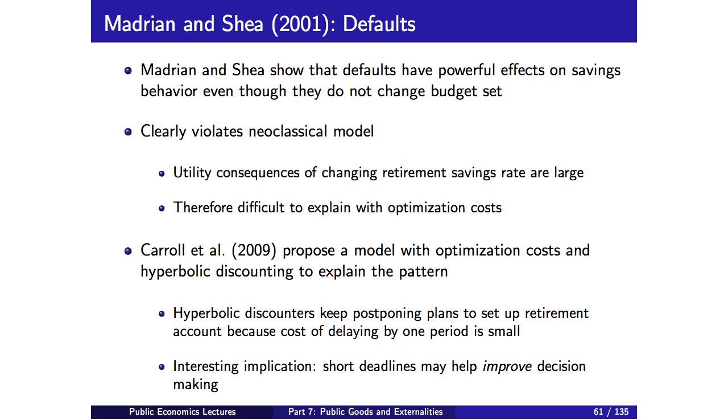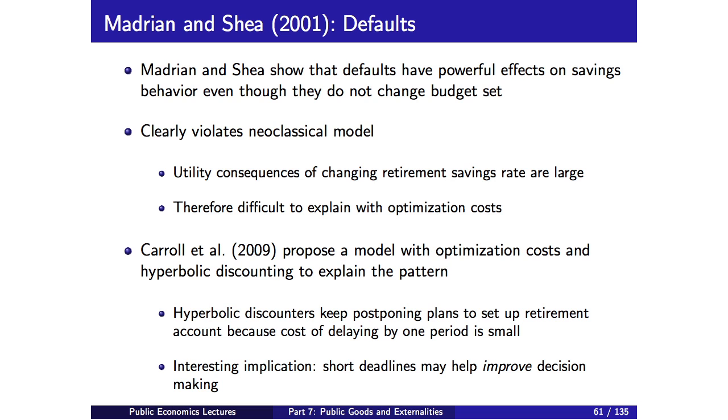Now, as I was saying, because this is hard to explain with even a simple deviation from a rational model, like you might say, well, maybe there's some fixed cost of dealing with this paperwork, and that's why people don't do it. But the fixed cost would have to be implausibly large in a standard model to explain it, because the utility consequences of saving 2% or a few percent more for retirement every single year are enormous over your lifetime. So how can you explain why people don't do this? But one way you can do it, in a paper by David Laibson, Gabriel Carroll, and others in the QJE 2009, they propose a model with optimization costs and hyperbolic discounting, and they argue that that can explain the pattern.